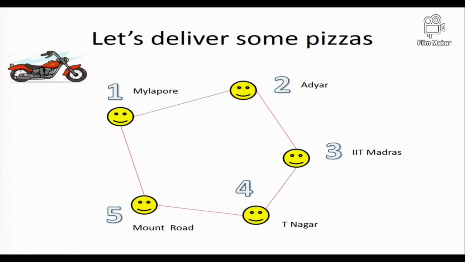So let's take one of your friends lives in Mylapore, one lives in Adyar, one lives somewhere else. Well, okay, fine. IIT Madras, one in T Nagar, one in Mount Road. You don't want to go back to the same house again. And you don't want to keep traveling around the city. And you don't want to spend too much money, okay? So what you do, you want to find the optimal path, and that's what the TSP is all about.